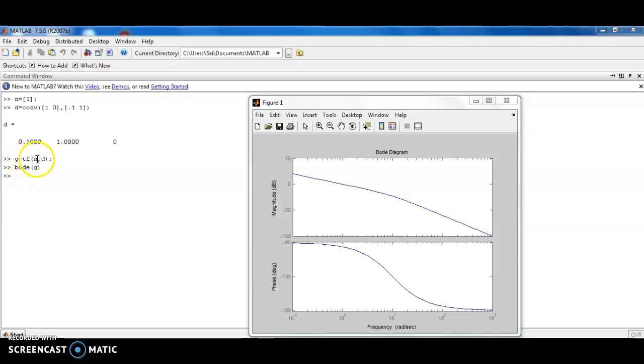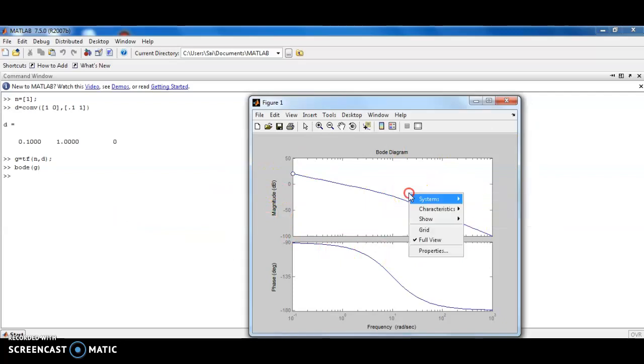Then g is equal to transfer function of n comma d. N is the numerator, d is the denominator, which we already defined. So g means the transfer function of n comma d. Bode g. Instead of these two, you can directly write bode(n, d) also. It is also okay. From that you will get this graph.